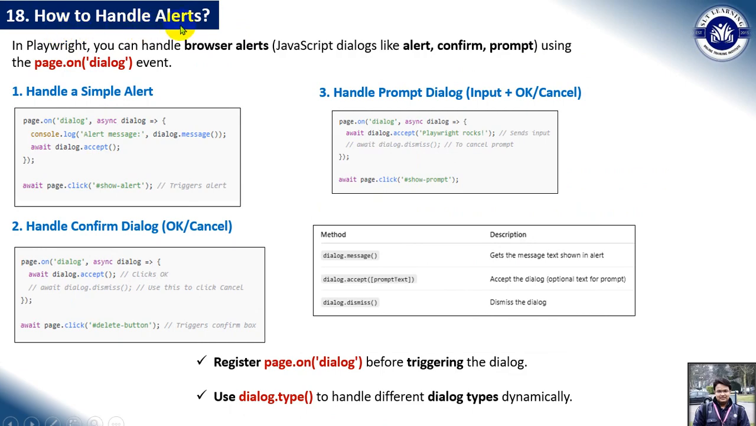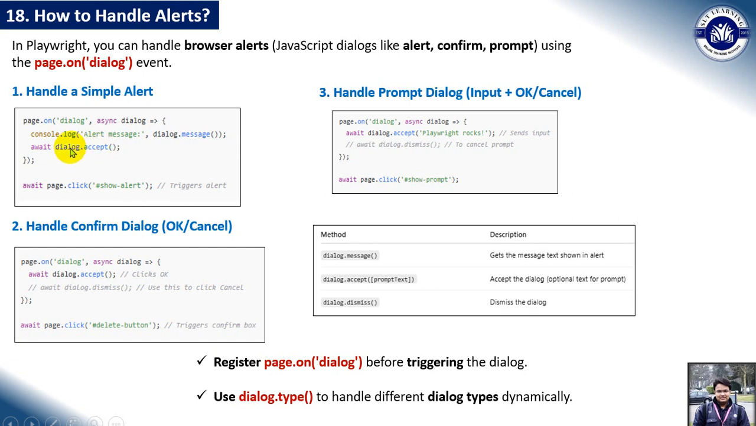How to handle alerts? In Playwright, you can handle browser alerts, the JavaScript dialog boxes like alert, confirm and prompt, using page.on dialog. That event will be helpful to manage those things. So how can you handle simple alerts? Page.on dialog is the syntax you need to use: async dialog, console.log alert message dialog.message, and await dialog.accept.